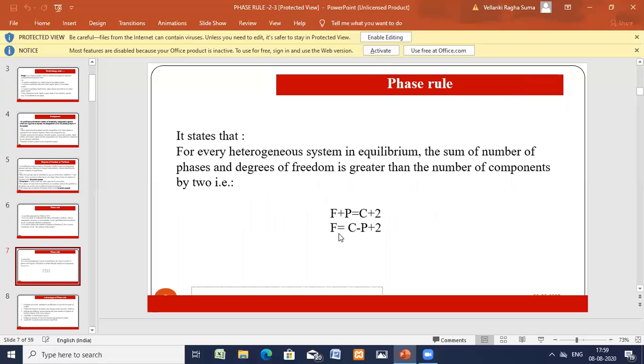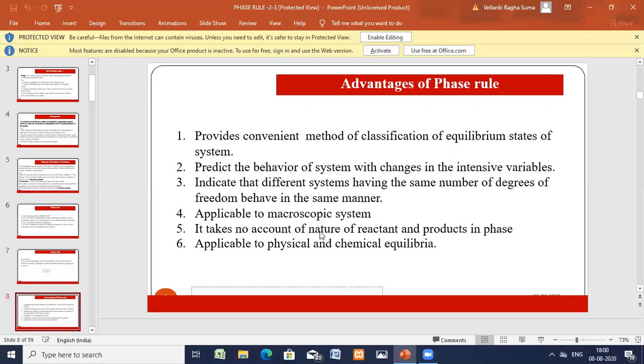Next, it states that for every heterogeneous system in equilibrium, the sum of the number of phases and degrees of freedom is greater than the number of components by 2. That is the phase rule. What are the advantages of the phase rule?